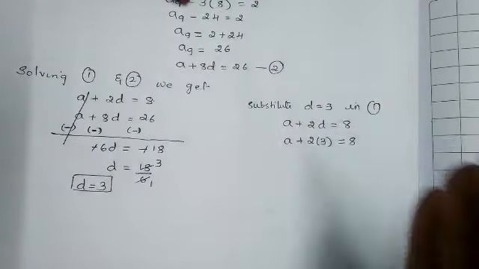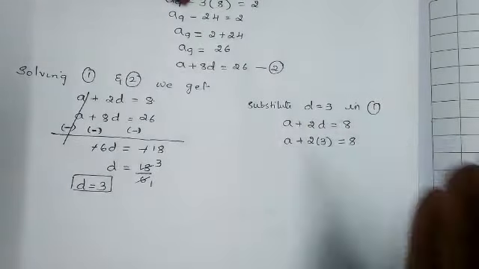So a plus 2 3s are 6. 2 3s are 6 is equal to 8. a is equal to 8 minus 6. प्लस 6 जब इधर आता है तो माइनस 6 हो जाता है. a is equal to 8 minus 6 is 2. हम लोगों को d की वैल्यू 3 मिली है और a की वैल्यू 2 मिली है. तो हम लोगों को what they have told us to find, S19. तो Sn का फॉर्मूला मालूम है, Sn is equal to n by 2 (2a plus (n minus 1)d).